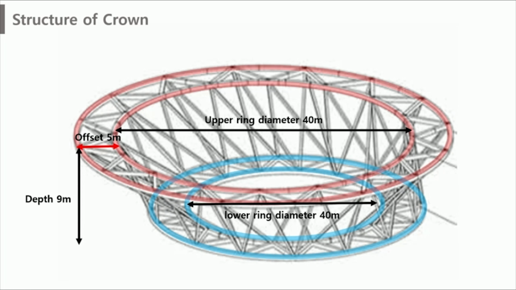The crown consists of two double rings, which are connected by rigid vertical and horizontal members. Two rings are placed in one plane and have an offset of 5 meters. The inner ring of the upper ring plane has a diameter of 40 meters. The inner ring of the lower ring plane has a diameter of 33 meters. The depth of the crown structure, hence the vertical distance between the two ring planes, is 9.5 meters.